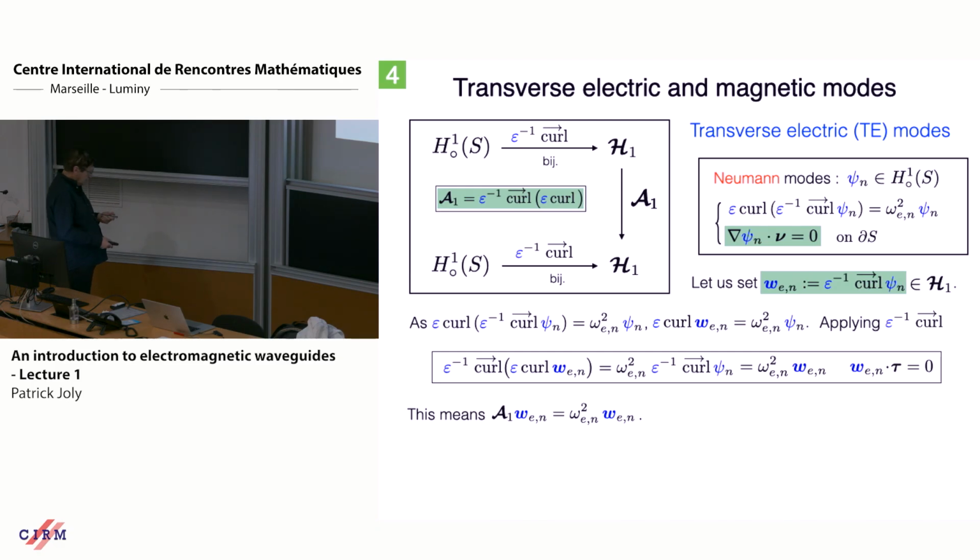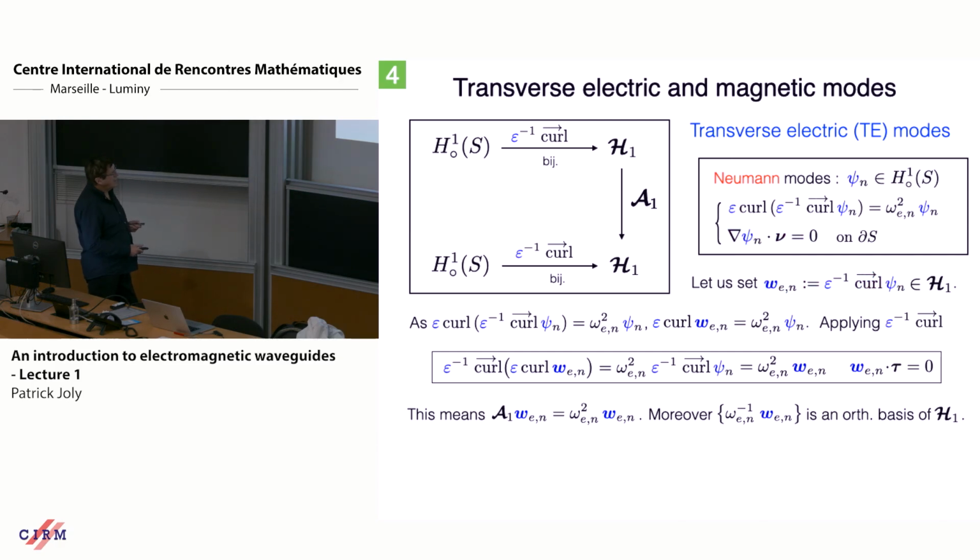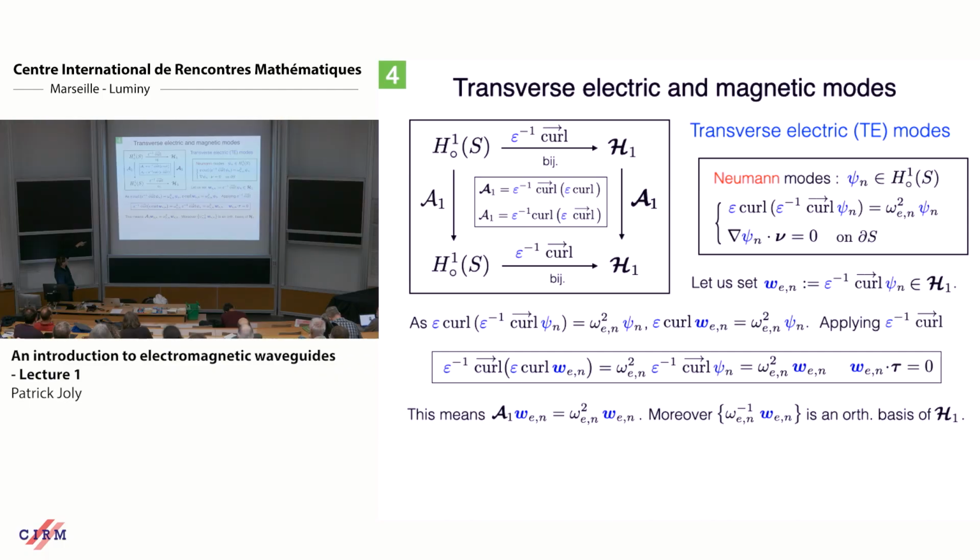And what I will not do, but it's not so difficult, is prove that the corresponding fields after normalization form an orthonormal basis of H1. So it means that, in fact, I have completed the diagram below by a kind of commutative diagram. In some sense, the vectorial operator A1 is equivalent to a scalar operator A1, where you have simply inverted the vector and the scalar curl in the definitions.